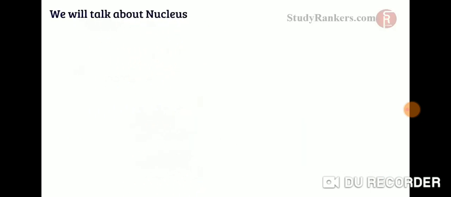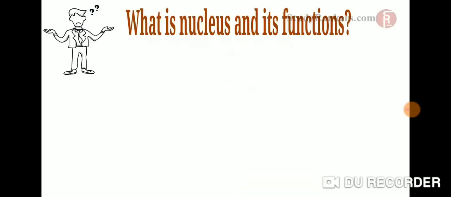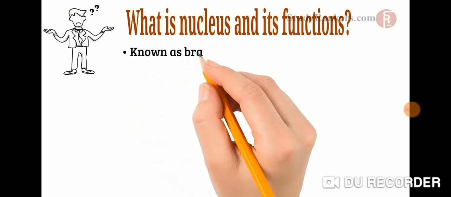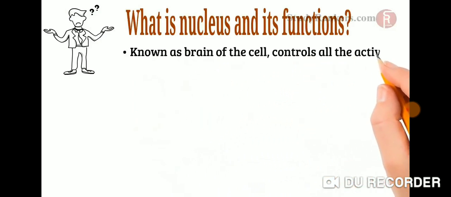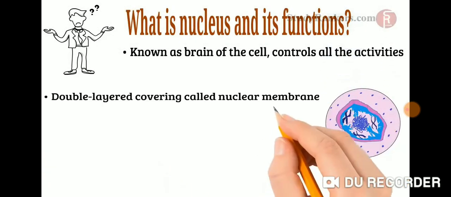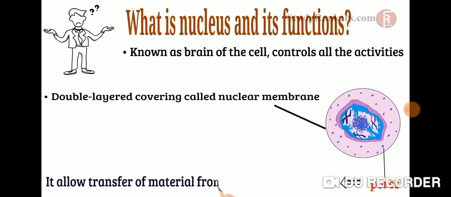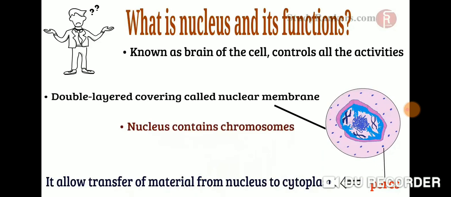Now, we will talk about nucleus. What is nucleus and what are its functions? Nucleus is known as the brain of the cell, as it controls all the activities of the cell. If we examine a nucleus under a microscope, we find a double-layered covering called nuclear membrane. The membrane has pores which allow the transfer of material from inside the nucleus to the cytoplasm. The nucleus contains chromosomes which are visible as rod-shaped structures only when the cell is about to divide.